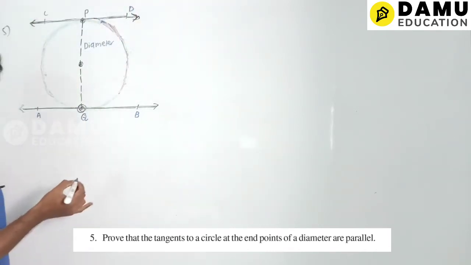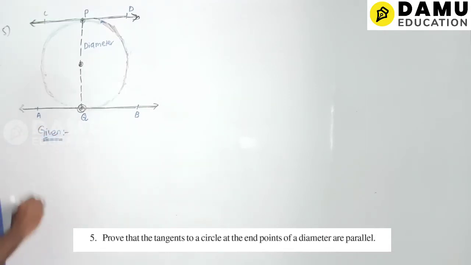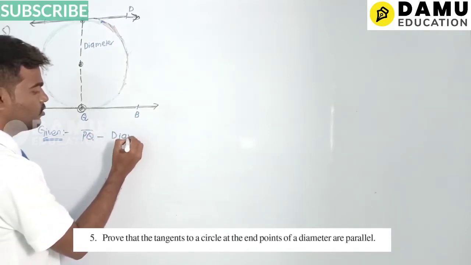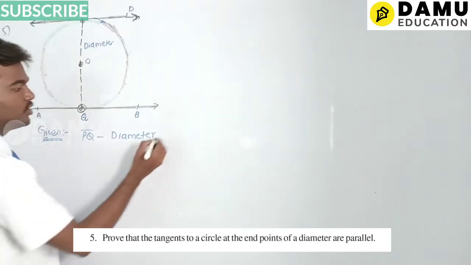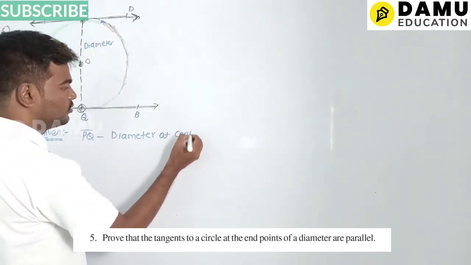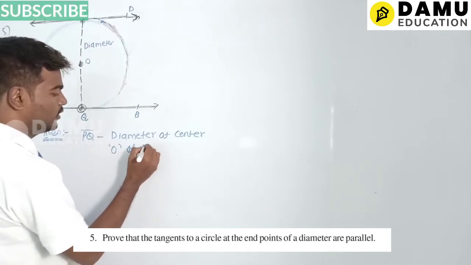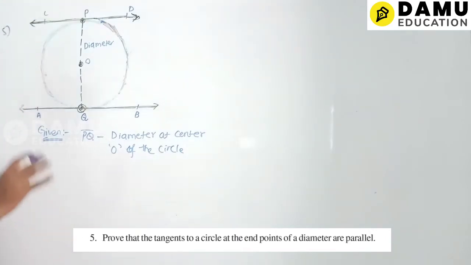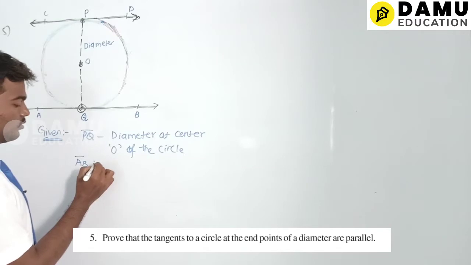So what are the given conditions here? So let's write the given conditions. PQ is the diameter, with center O of the circle. So this is the one condition. And what are the remaining things? So AB is a tangent.